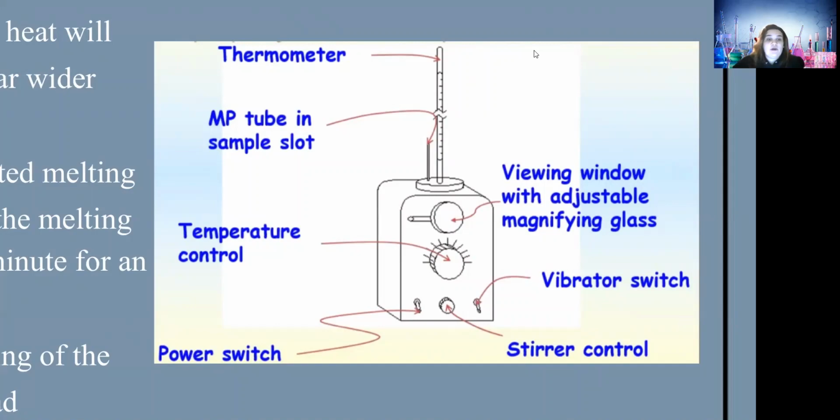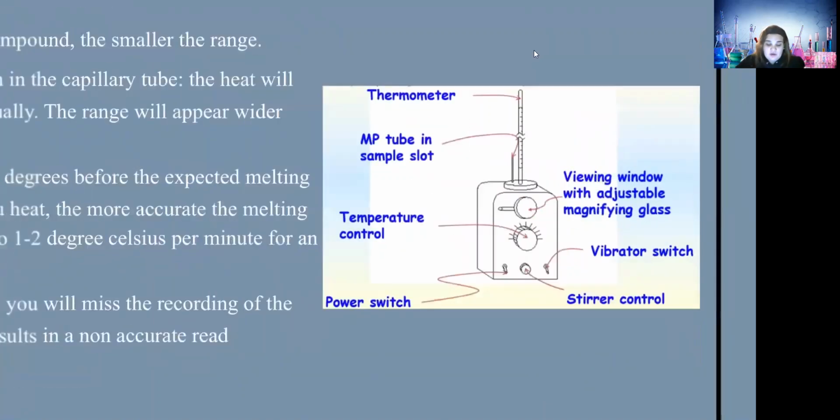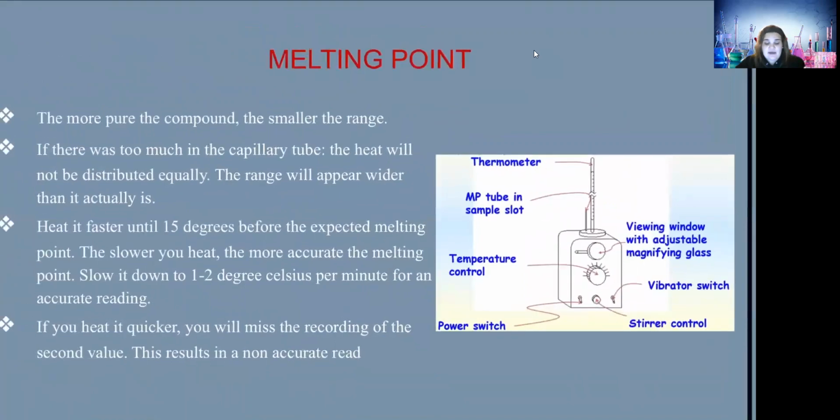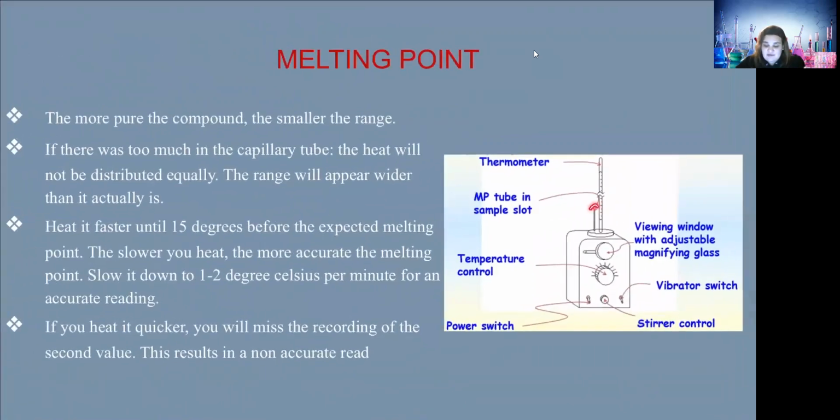Okay. When you are using this machine, there are a few things you want to keep in mind. The capillary tubes themselves, which is this guy here. You don't want to fill it with too much of your pure product. The reason for that is that the heat will not be distributed equally, so the range will appear much wider than it actually is. So even if you do have a pure compound, if you put too much in the capillary tube, you're going to notice the range being wider than you anticipated.